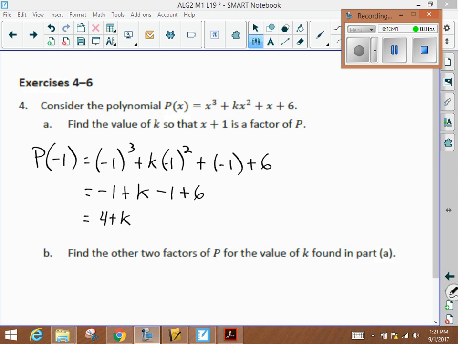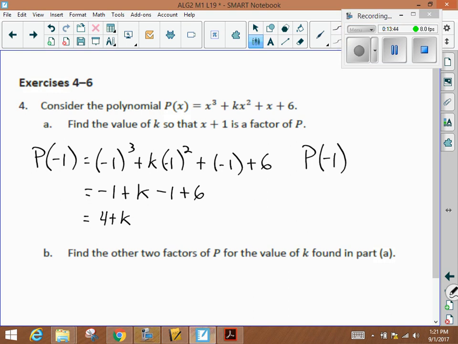Okay, so remember, we said that if we do p of -1, that should be our remainder, right? But if x plus 1 is a factor of p, then our remainder should be 0, right? So shouldn't we get the case that p of -1 is 0? That's what we want. We would have liked this thing to be 0, yeah? Well, what we need to think to ourselves is, hey, what value of k will let this thing be 0, right?